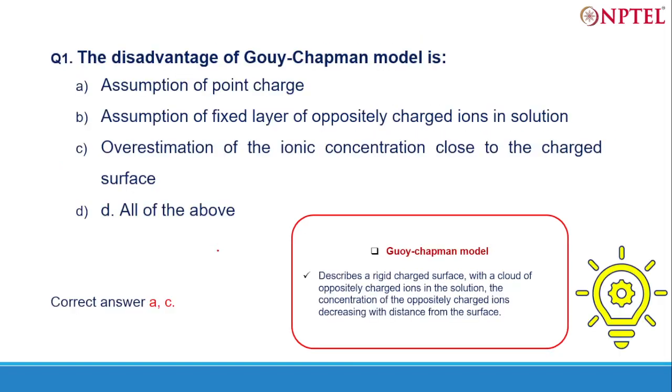The first question is, what is the disadvantage of the Gouy-Chapman model? If we see the question, we first have to see what concepts are involved. This question is basically a theoretical question. You don't have to apply so much of mind. If you know the answer, you can tick it. But the main thing is not the answer. The main thing is why. What is the concept involved in it? The concept is basically the Gouy-Chapman model. What is the Gouy-Chapman model? The Gouy-Chapman model actually describes a rigid charge surface.